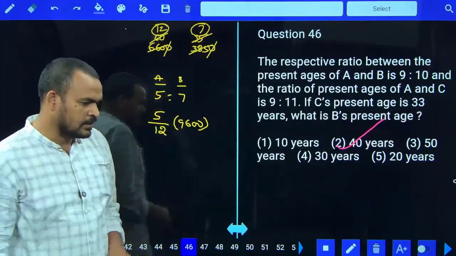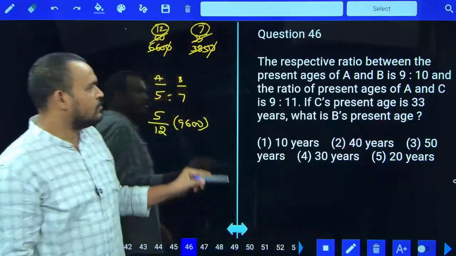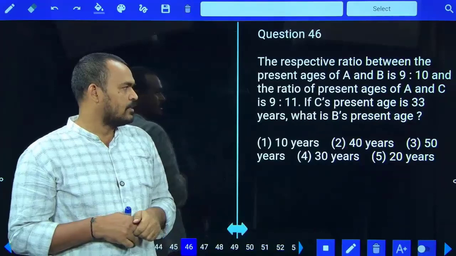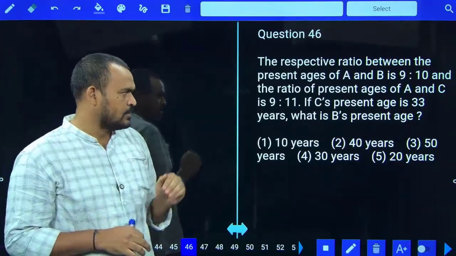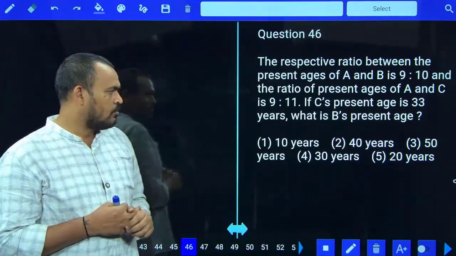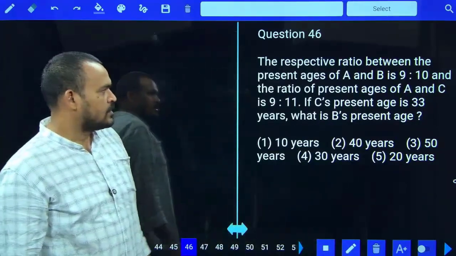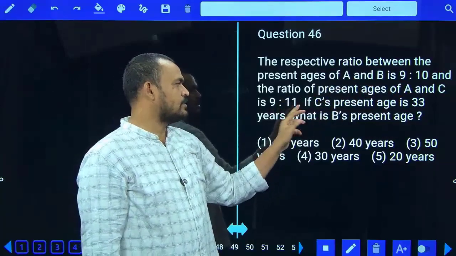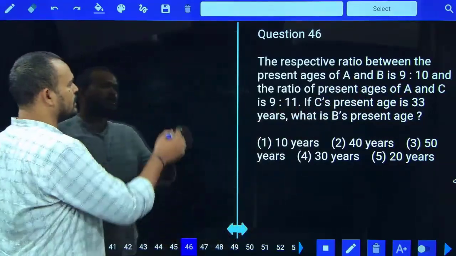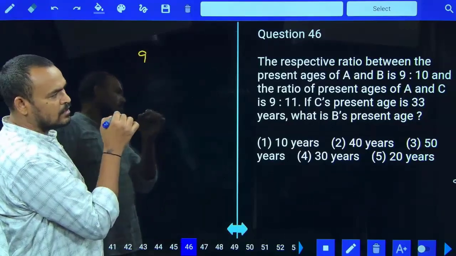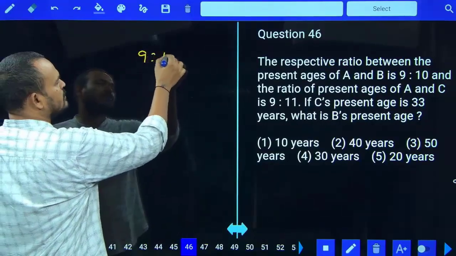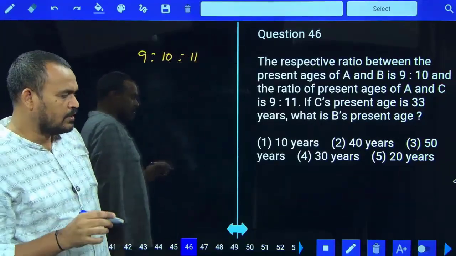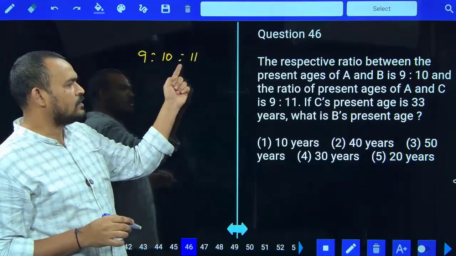Next, question number 46. The respective ratio of the present ages of A and B is 9:10 and the ratio of the present ages of A and C is 9:11. If C's present age is 33 years, what is B's present age? First of all, A and B's present ratio is 9:10 and A and C's is 9:11. So A's age is 9 parts, B's age 10 parts and C's age 11 parts. The ratio of A, B, C is 9 is to 10 is to 11.